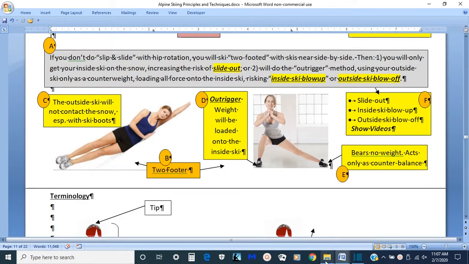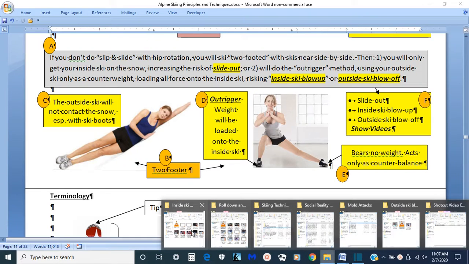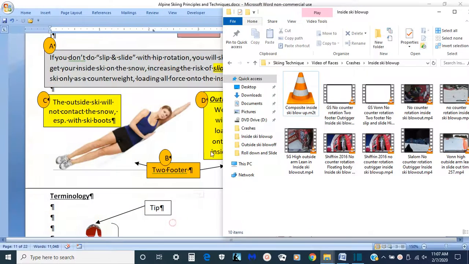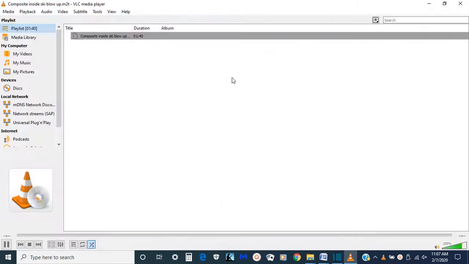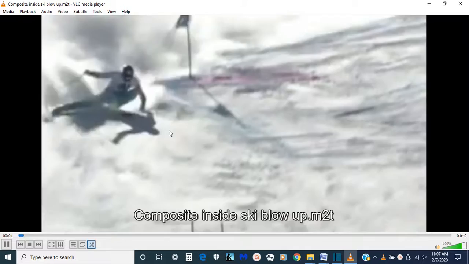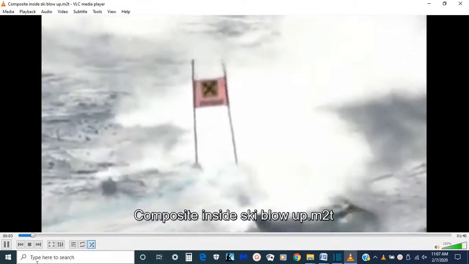All right, let's see here. Inside ski, yeah, we'll do this. Ow! Oh, okay. Well, and down goes Palander.